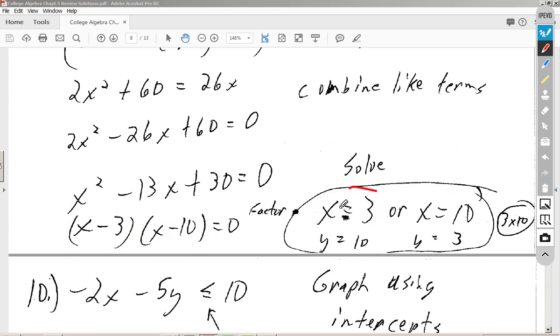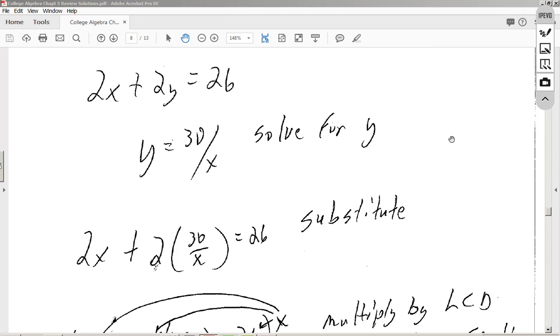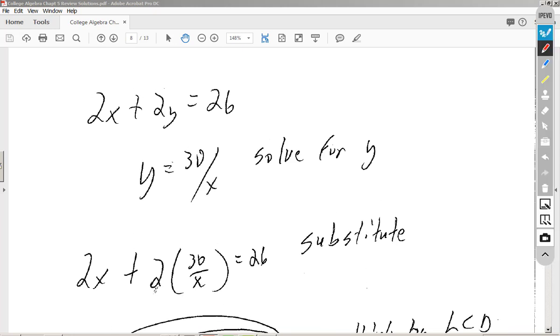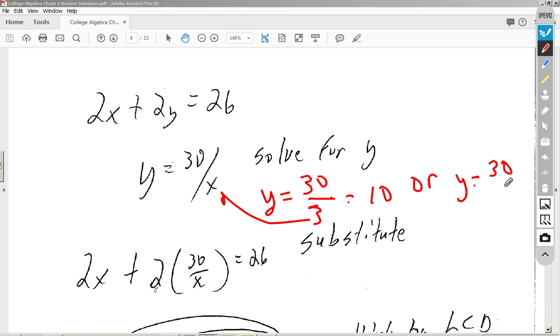When I use the dimension of 3, you're going to notice that when I substitute that in, or I can take this dimension of 10, you're going to get the exact same answer when I substitute that into my equation. So y equals 30 over x. If I let x equal 3, that's going to give me my y dimension of 10. Or if I let my x dimension be the 10, I get y equals 30 divided by 10, which is equal to 3.